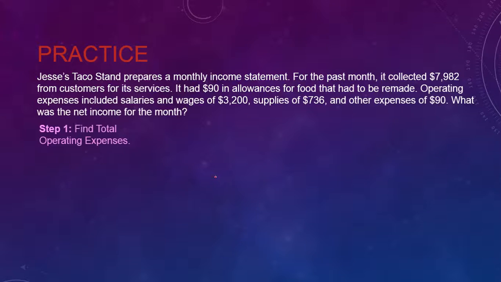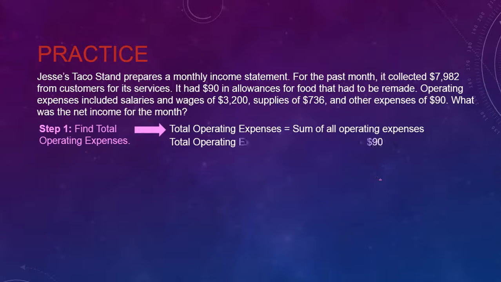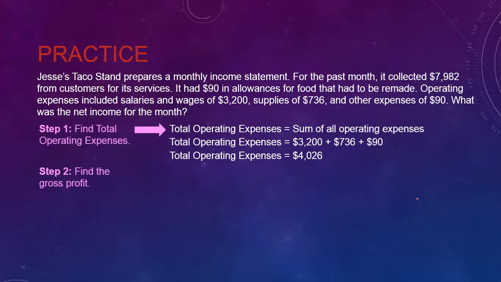Alright, same thing as before. We can either start off with the total operating expenses or the gross profit. Again, it's really up to you, but for the sake of consistency, I'm going to find the total operating expenses first. So let's add all the different expenses together: the salary wages of $3,200, supplies of $736, and other expenses of $90. Add that up, you get $4,026.